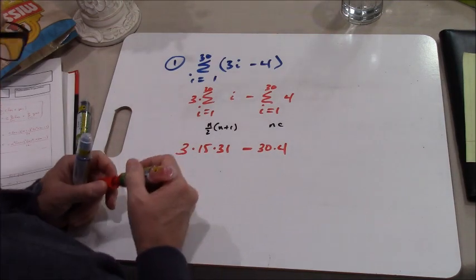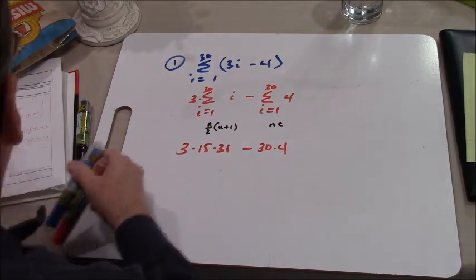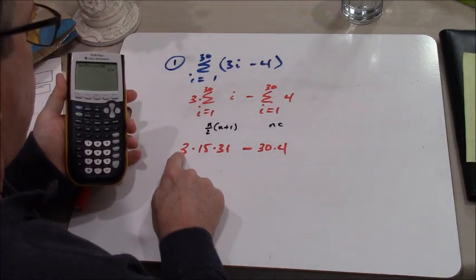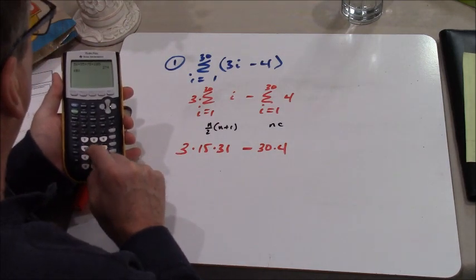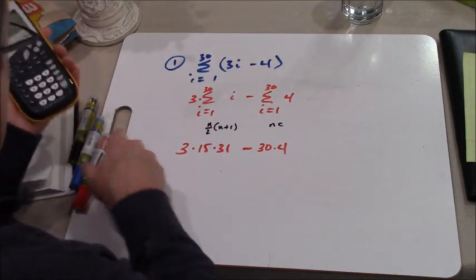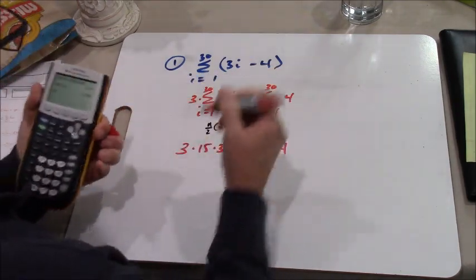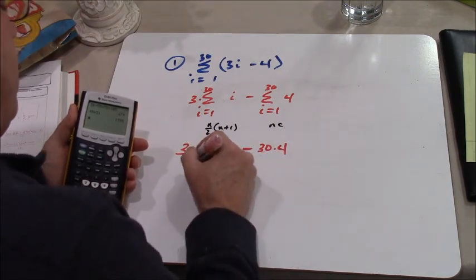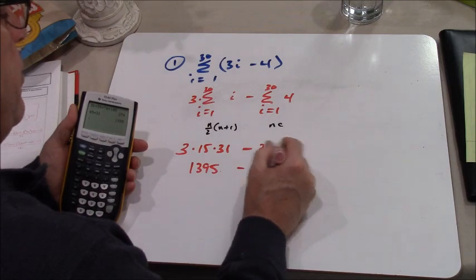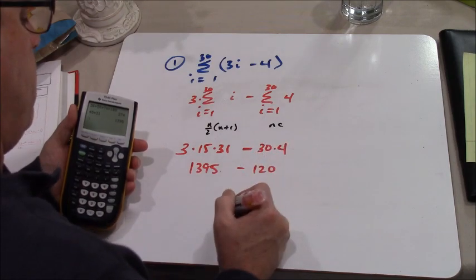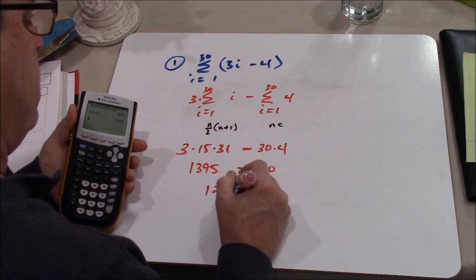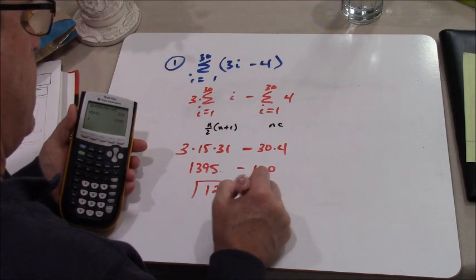So now this summation, if I use my calculator, I've got 3 times 15, that's 45, times 31. I get 1,395 minus 30 times 4, that's 120. So if I subtract that, I'm going to get 1275. There's my answer.